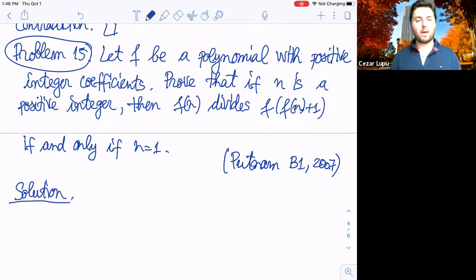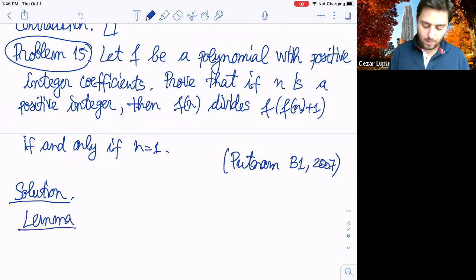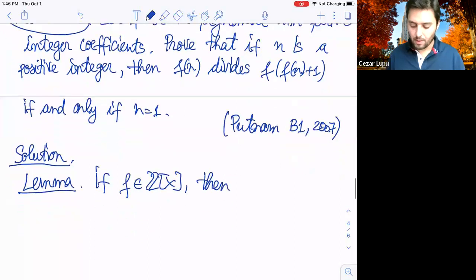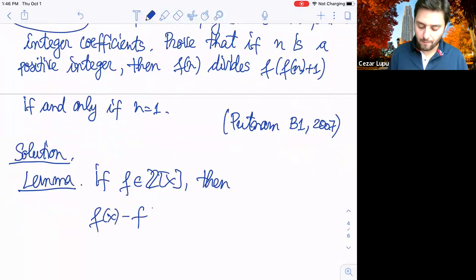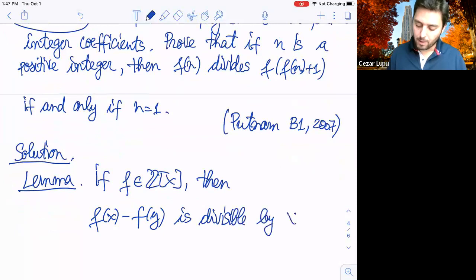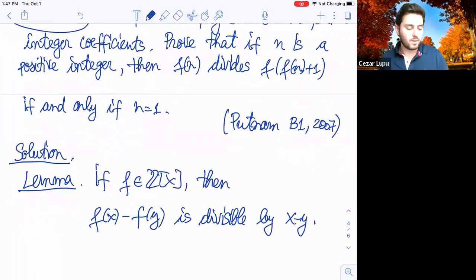Well, but keep in mind, some time ago when we talked about polynomials, I gave you this lemma, right? There was this lemma that if f is a polynomial with integer coefficients, then f of x minus f of y is divisible by x minus y, right? For all integers x and y. So we're going to use this lemma.